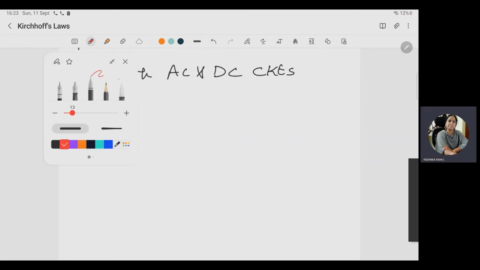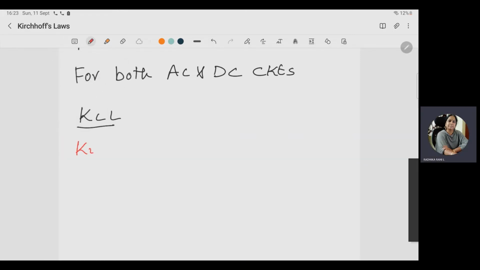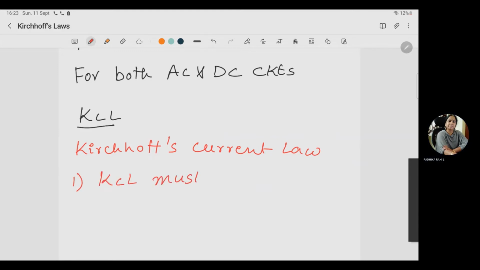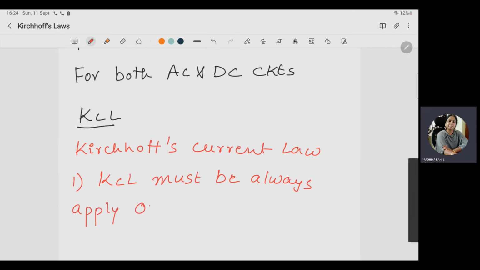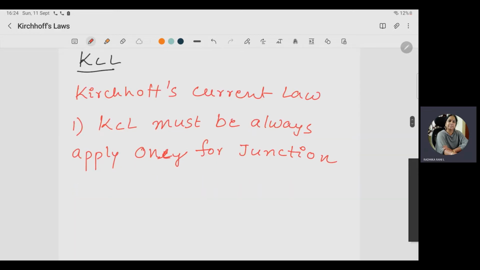The full form of KCL is Kirchhoff's current law. KCL must always be applied only for a junction.